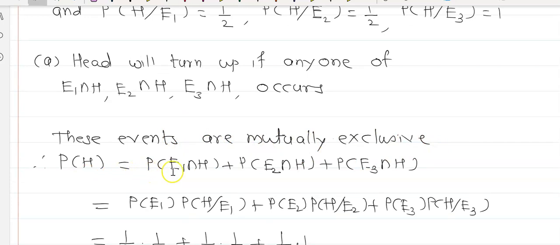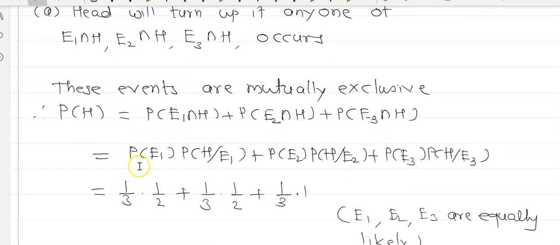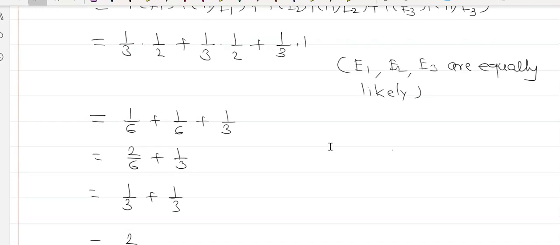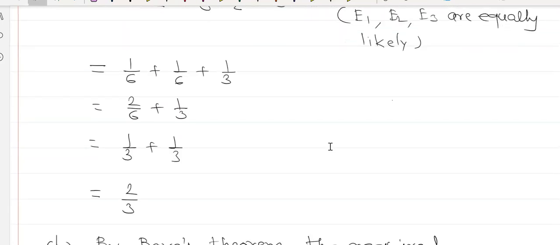Probability of H is equals to probability of E1 intersection H plus probability of E2 intersection H plus probability of E3 intersection H. And therefore probability of E1 into probability of H conditional E1 plus probability of E2 into probability of H conditional E2 plus probability of E3 into probability of H conditional E3. This formula we have used in problem number 1. Substitute the values: 1 by 3 into 1 upon 2 plus 1 by 3 into 1 upon 2 plus 1 by 3 into 1, and you will get the required answer, which is 2 upon 3.